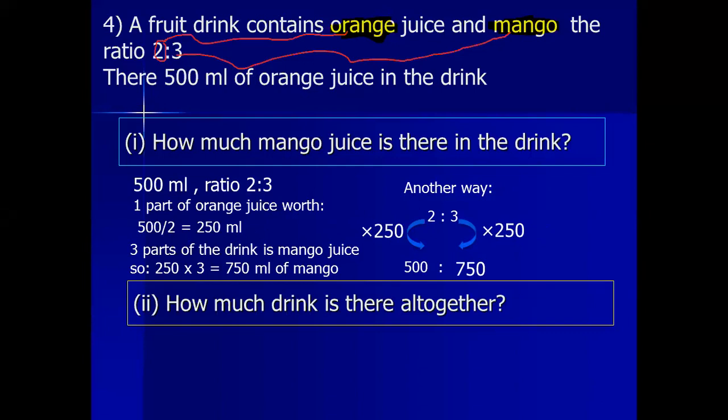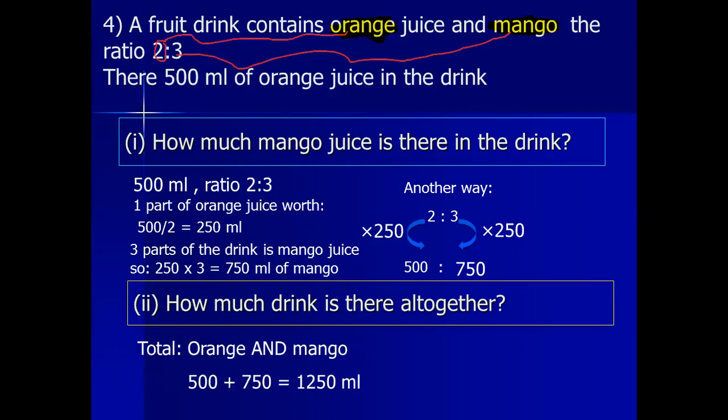Right. Okay, now how much drink is there altogether? Together, I mean, at all. Mango and orange. Add them. Yes, I will add 500 to 750. It will become 1,250 milliliters. This is what we talked about.